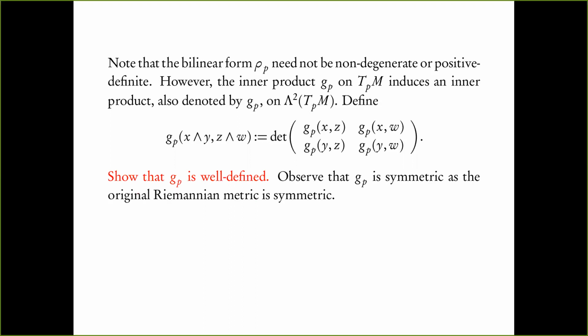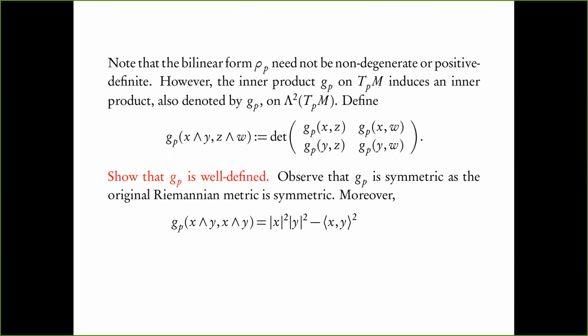So this is the exercise. So GP is well defined and it's symmetric as the original metric is symmetric. And this is what I was asking. So what is GP of x wedge y, x wedge y? Well, it's simply going to be the square of the area of the parallelogram because you're going to get GP of x, which is mod x square, GP of y, which is mod y square, and the off diagonal entries are just inner product xy, correct?